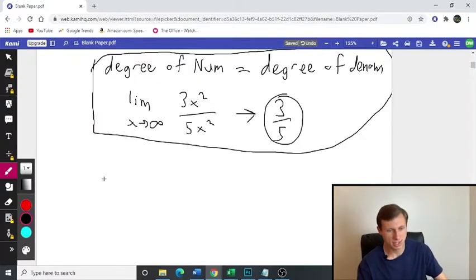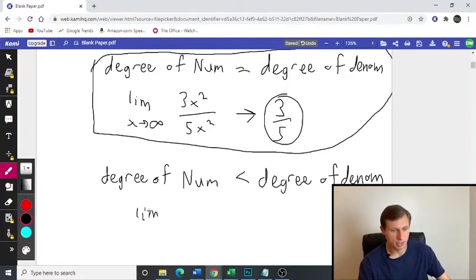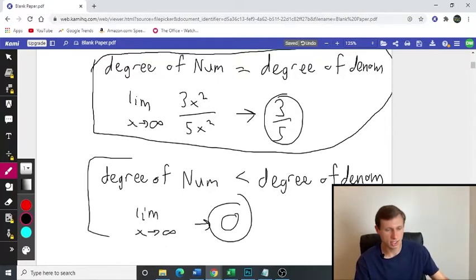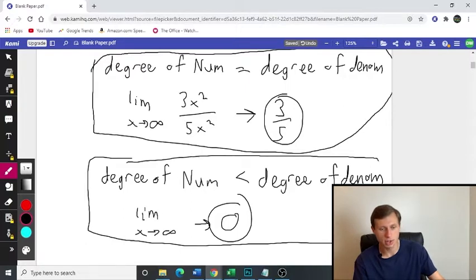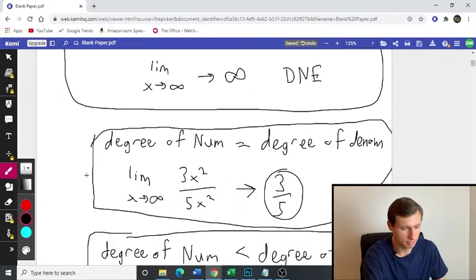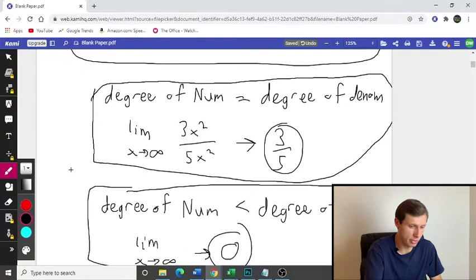And then the last case we can have is where the degree of the numerator is less than the degree of the denominator. And when that happens, the limit is just going to equal 0 as our final answer. And so these are the three cases we can potentially have. And all you need to do is memorize these three rules, and you pretty much got down limits at infinity. It doesn't even matter if it's positive or negative infinity. It's going to be the same exact answer for all three.